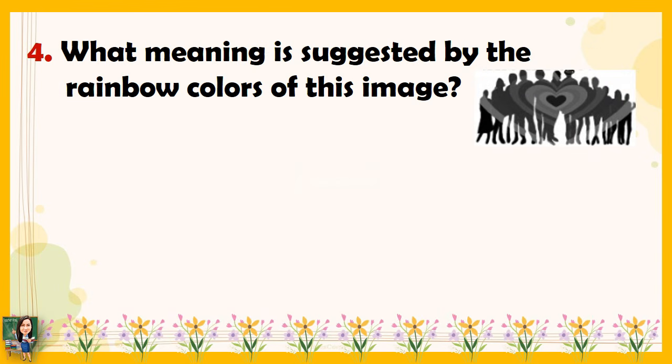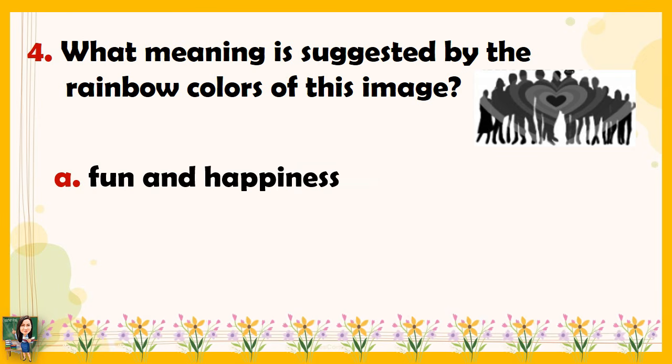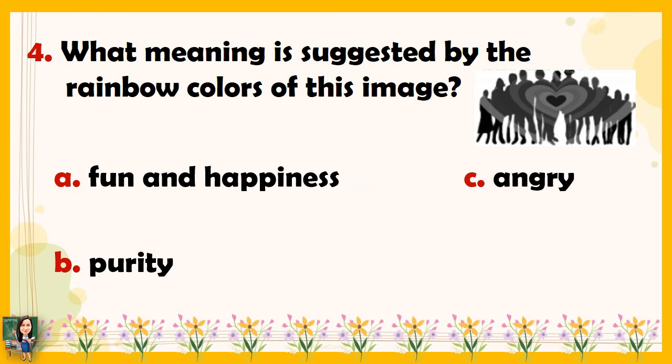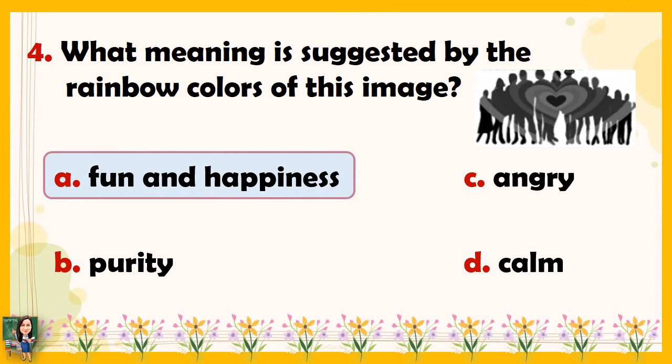Number 4. What meaning is suggested by the rainbow colors of this image? A, fun and happiness, B, purity, C, angry, D, calm. What is the correct answer? Very good. The correct answer is letter A, fun and happiness.